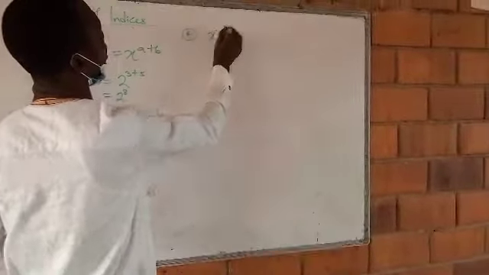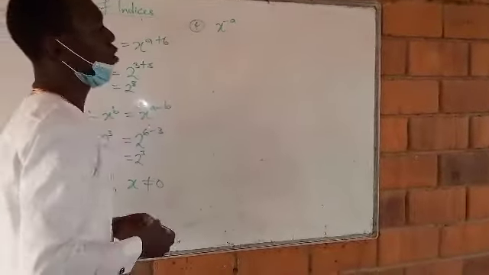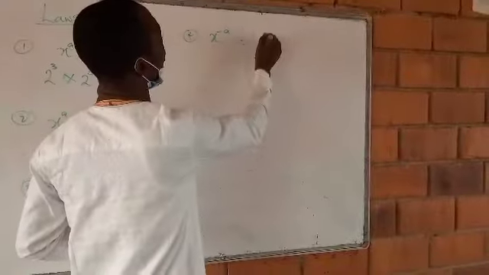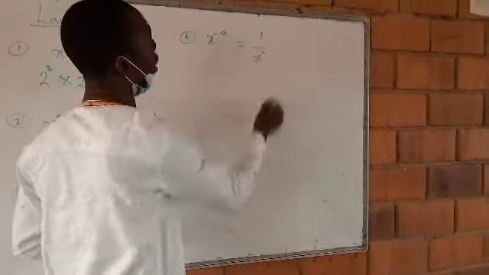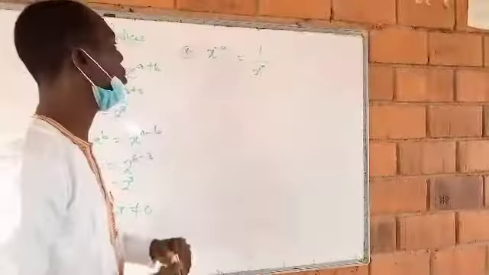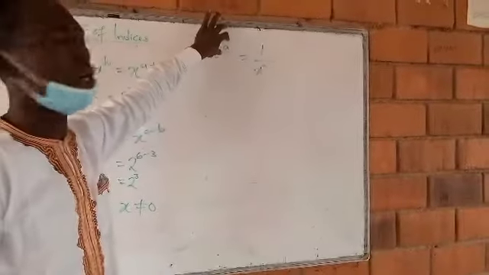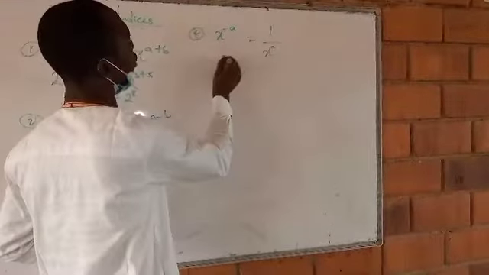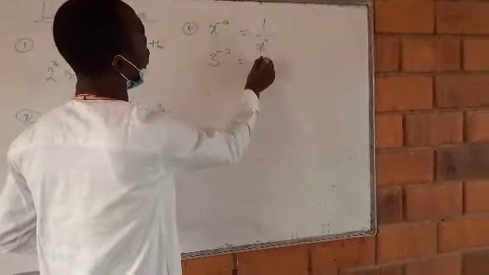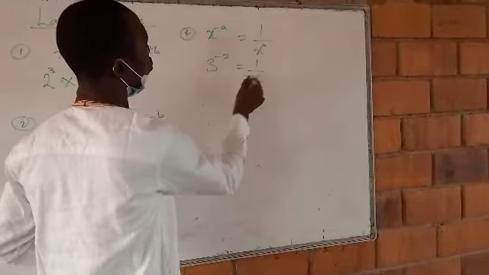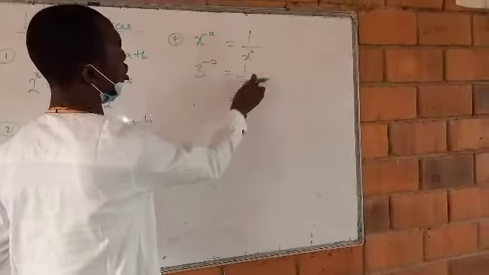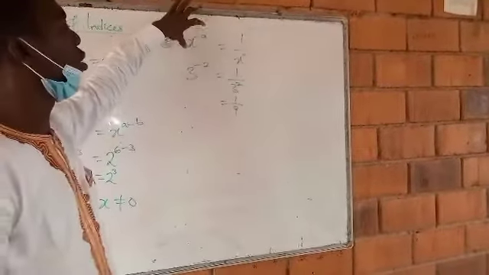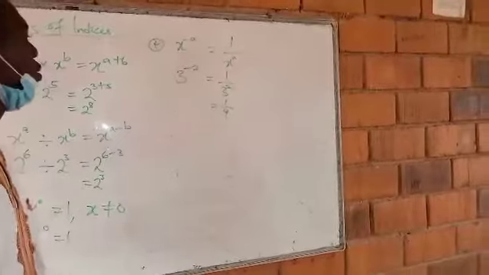If you have x raised to the power minus a, that is, you have a negative index, it will be 1 over x raised to the power a. So x raised to a negative power will become 1 over x raised to the power a. That is, if I have 3 raised to the power minus 2, it will be 1 over 3 raised to the power 2, which is 1 over 3 squared, and that is what? 9. So this is how to express negative index.